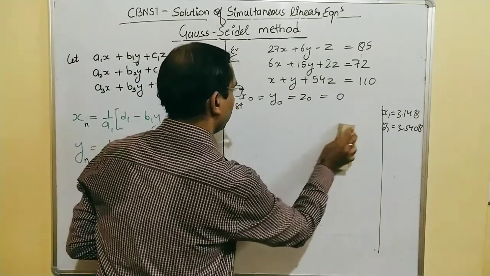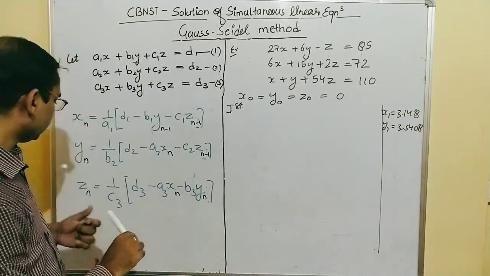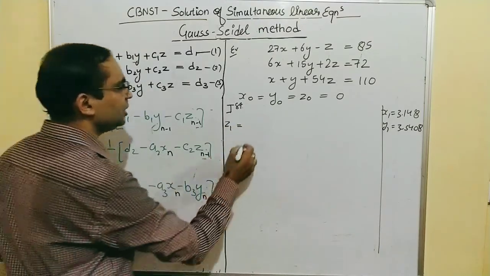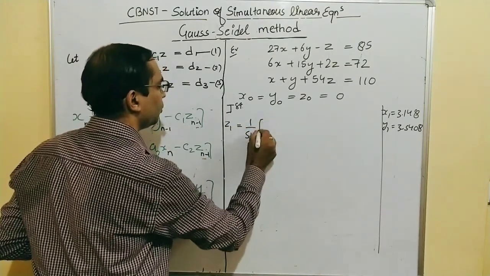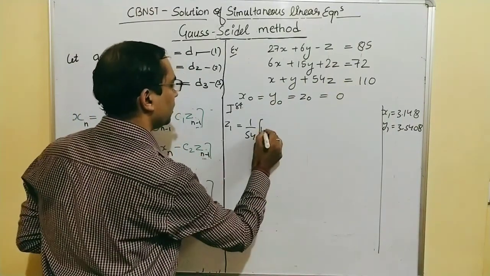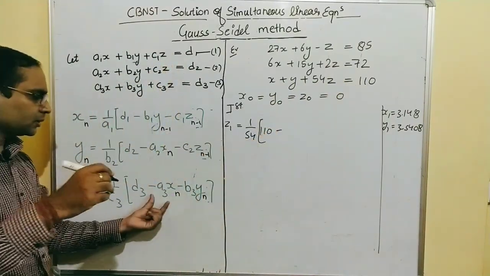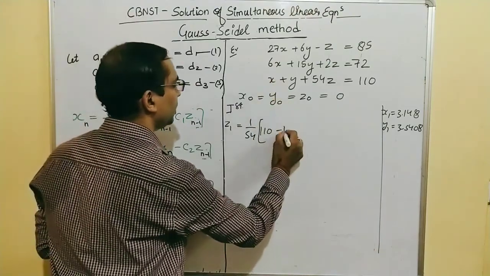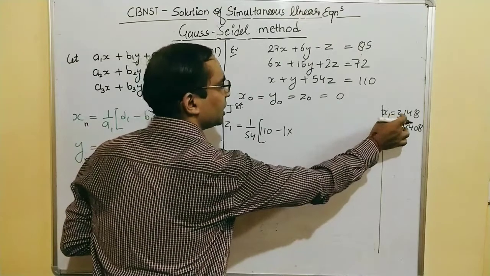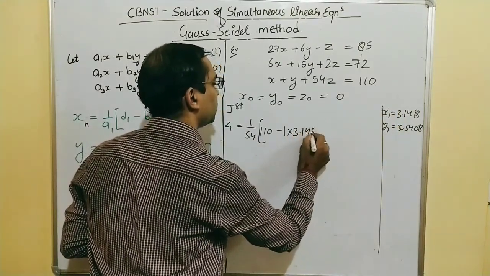So what is the value of z1? This z1 is equal to 1 upon c3. What is c3? 54. You can see this is c3, 54. Then d3, this is 110, minus a3. What is a3? This is 1, cross the latest value of x. What is latest value of x? That is x1. So this is 3.148.